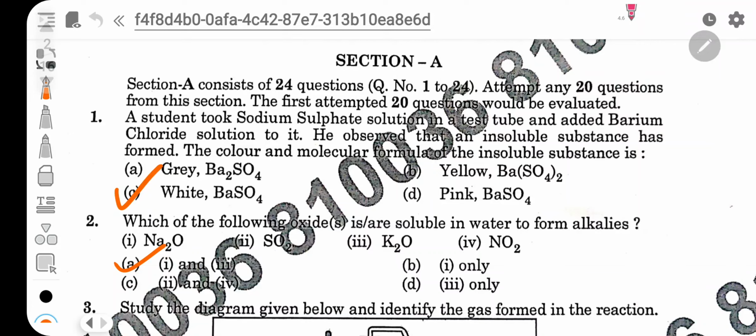In this video I am going to solve the CBSE class 10 science paper, and this is set 4. I am reading the questions so that if you have any other set paper number, you can see the question and check the answer.